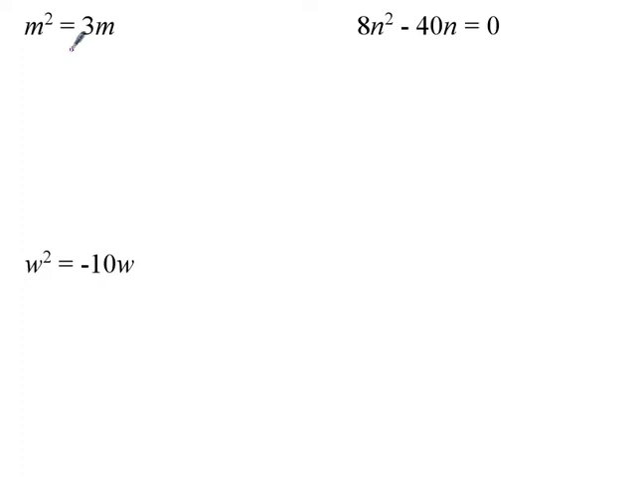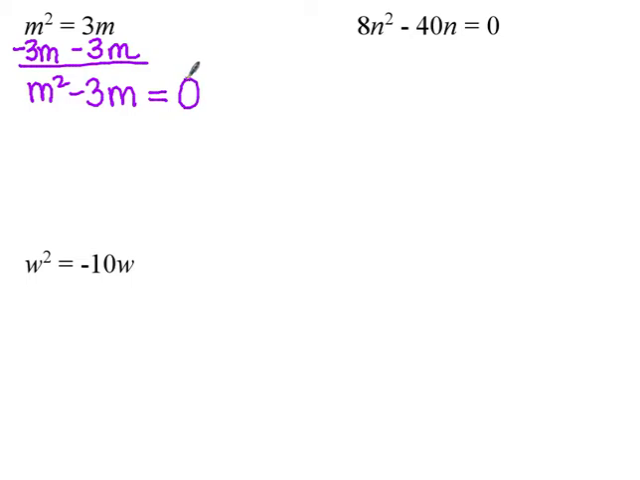And so what I'm going to do is get everything over to one side of the equation. So I'm going to isolate everything on one side of the equation. So when I do that, I get m squared minus 3m. That's going to equal 0. So there's where my 0 is. You've got to have a 0 in order to apply the zero product property.